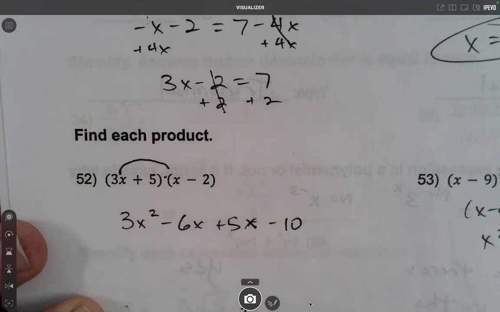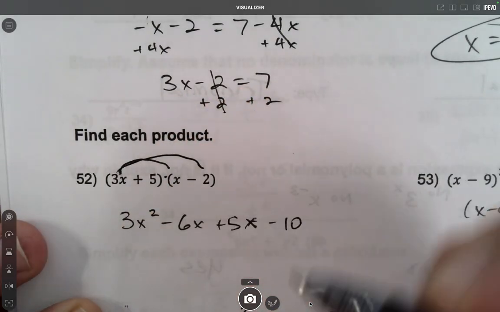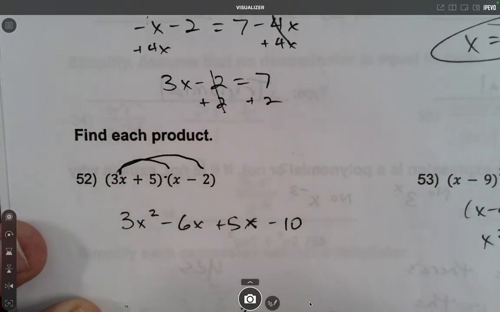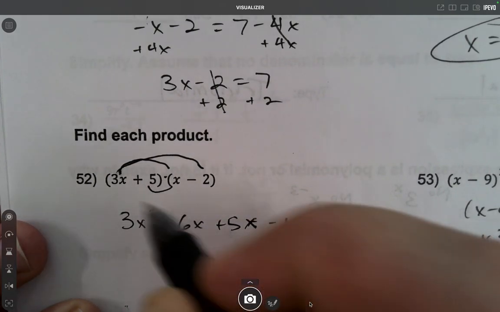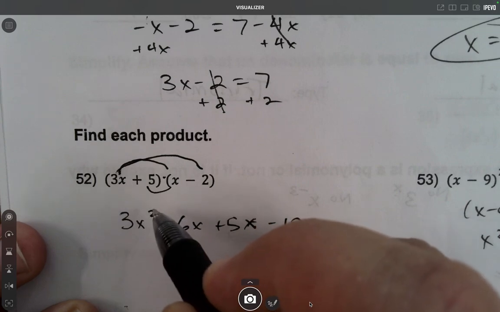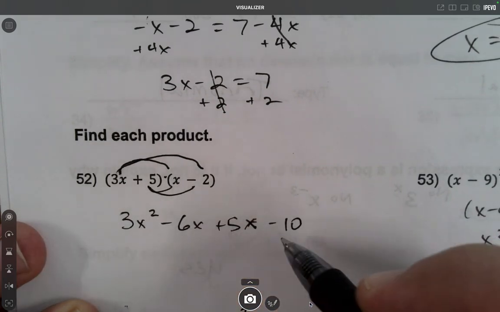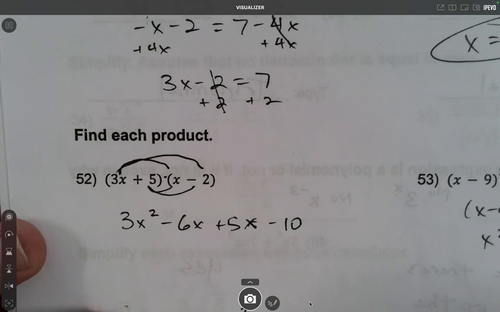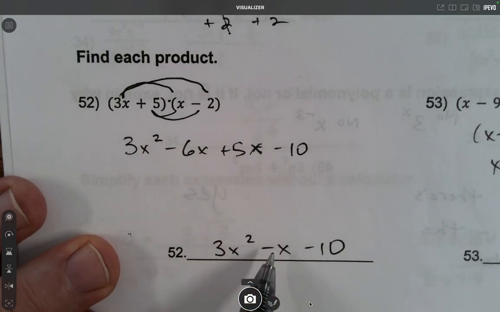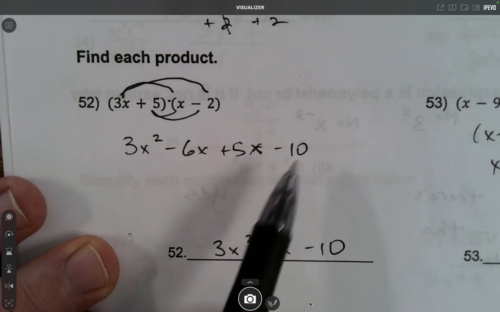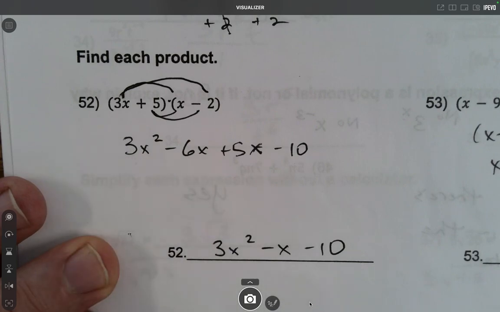3x times x is 3x squared. 3x times negative 2 is negative 6x. 5 times x is 5x. And 5 times negative 2 is negative 10. And we do have these two like terms right here. Negative 6x plus 5x is negative 1x. Whereas these two terms, since they have no like terms, stay the same.